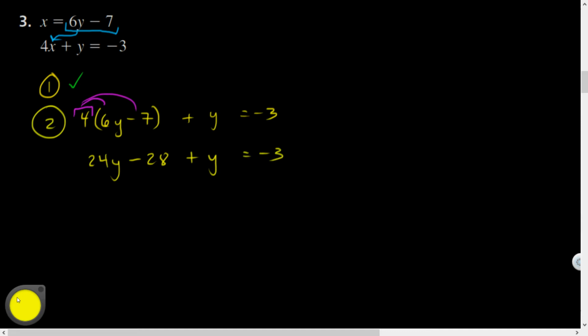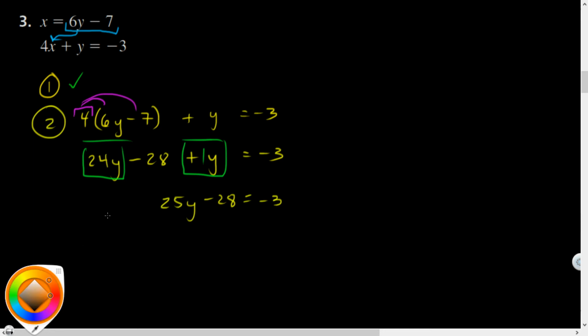We can then combine like terms. 24y's plus, how many y's is this? Yeah, a little invisible 1y. I agree. Is 25y minus 28 still hanging out? Equals -3. Now what do I do? Add 28. See our solving skills, they're coming back.